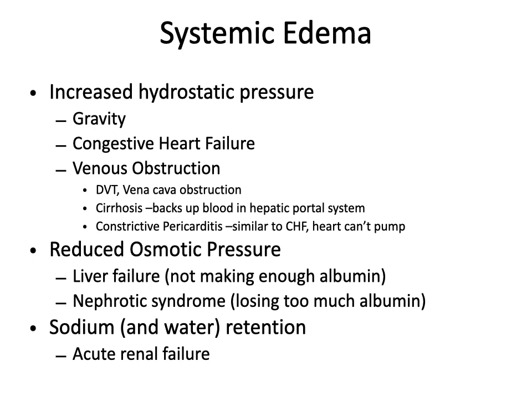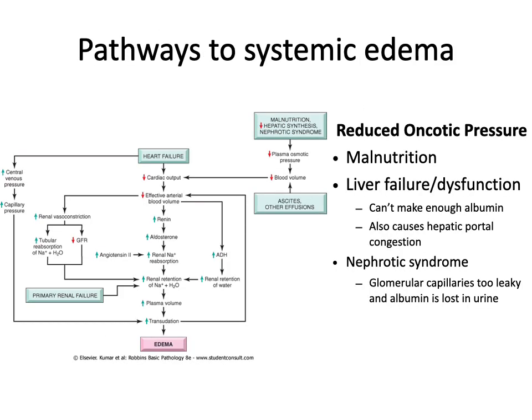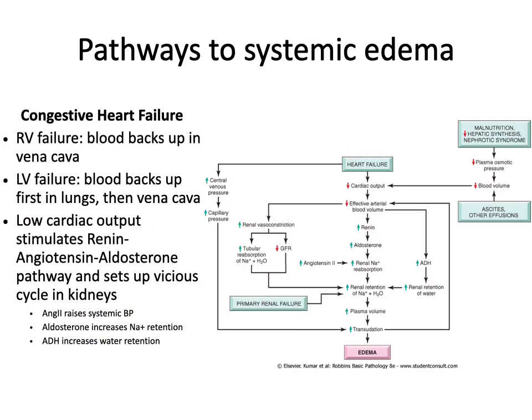Another cause for systemic edema is a loss of albumin, and this can be due to failure of the liver to produce albumin, particularly in malnutrition, or nephrotic syndrome, wherein your kidney is losing albumin into the urine. Acute retention of sodium can also cause systemic edema. The next few slides are essentially the specific mechanisms by which reduced oncotic pressure can lead to systemic edema. This is the mechanism that I mentioned earlier, by which congestive heart failure can lead to edema.